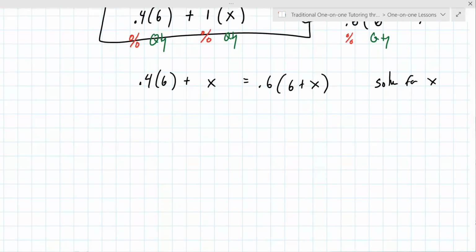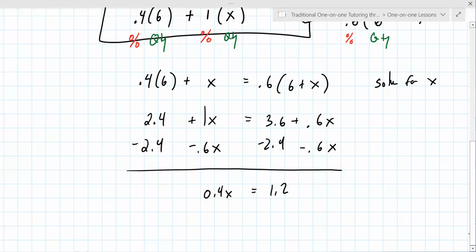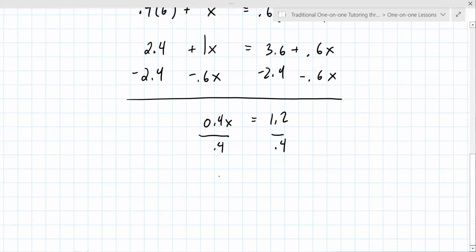In terms of solving this, 0.4 times 6, you calculate, that's 2.4. You can do it by hand. 0.6 times 6 is 3.6 plus 0.6x. And now your goal is to get x by itself. Subtract 0.6x from both sides. Subtract 2.4. And you get 0.4x equals 1.2. Divide both sides by 0.4, and x equals 3 liters.